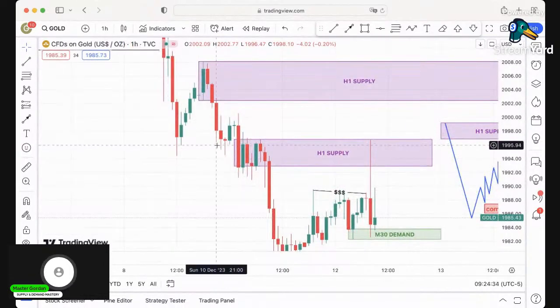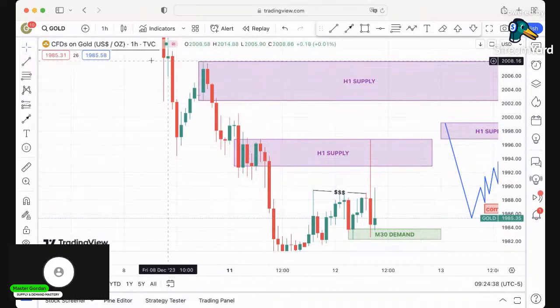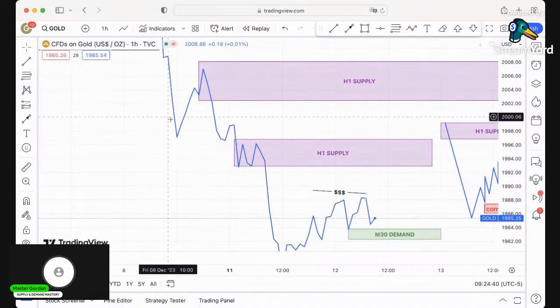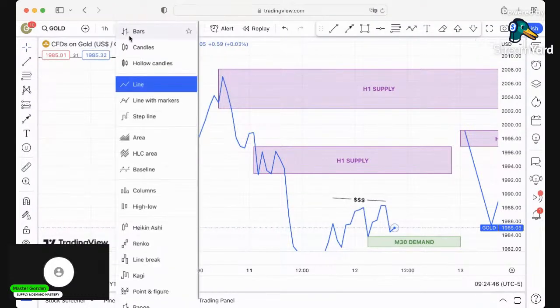And before this base, before the structure created this base, when we look at the SNR, we can see that previously we had a strong support right here. This is one of the strong supports we call it.